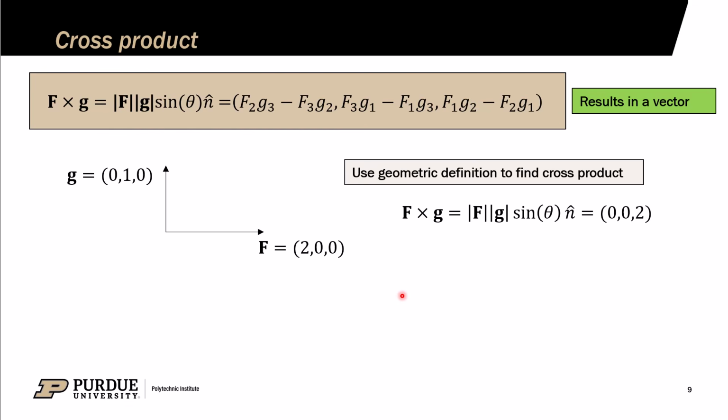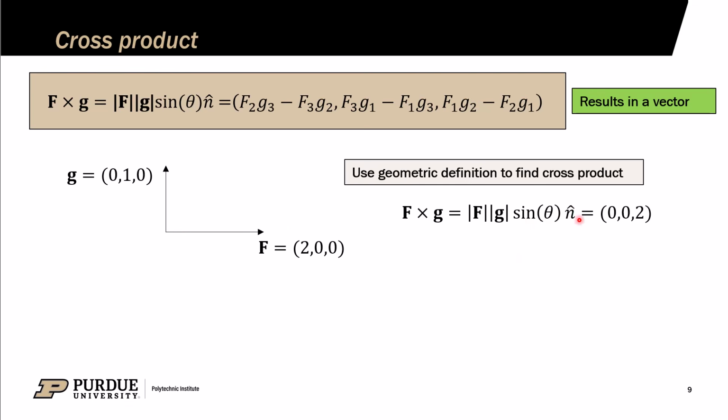Let's work a couple examples. I've got vector f with components 2, 0, 0, and vector g with components 0, 1, 0. First, let's use the geometric definition to find the cross product here. The magnitude of f is 2. The magnitude of g is 1, so I've got 2 times 1. The sine of the angle between these, sine of 90, is 1.